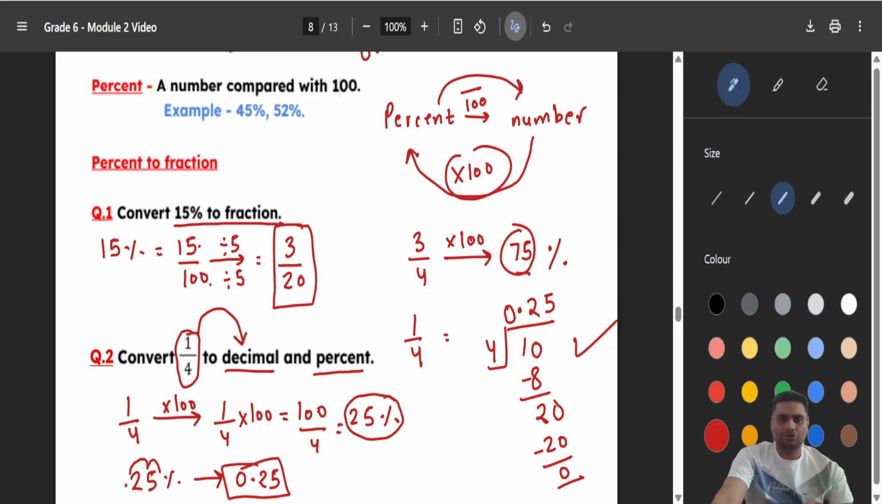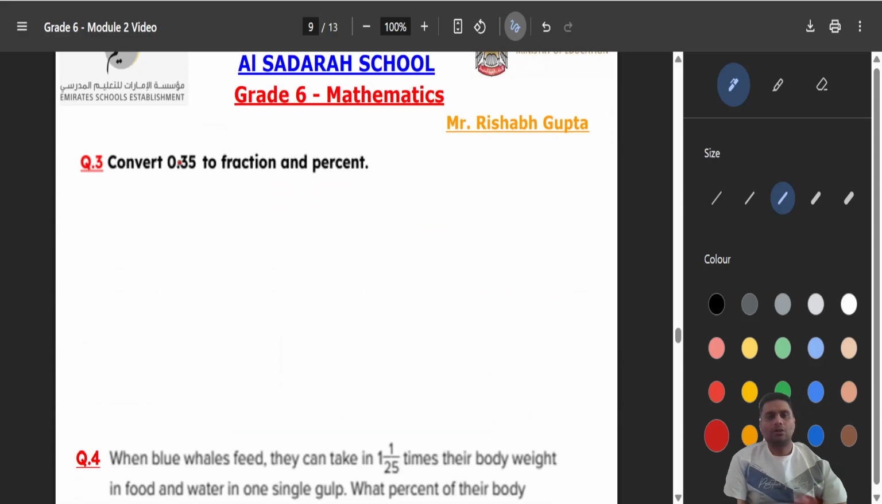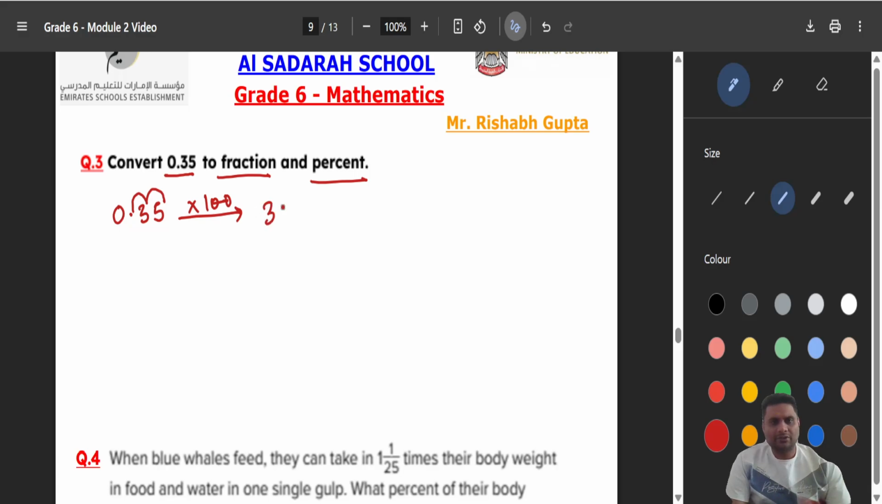Let us move to the next question. Convert 0.35 into fraction as well as percent. It is very easy. You have 0.35. Let us change it to percentage. Converting number to percent, multiply 100. Here I have 2 zeros, and the decimal will jump 2 steps to the right side, and this will become 35%, right?